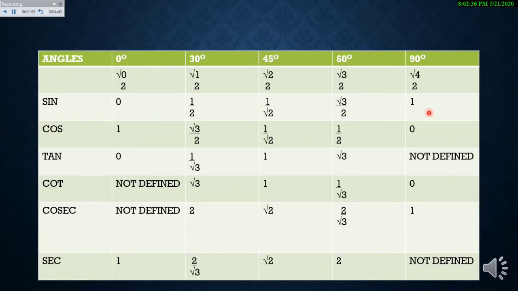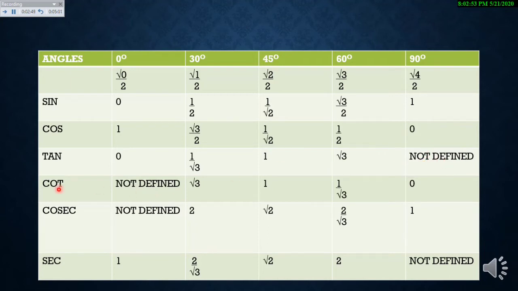Now sine 90. Sine 90 is 1 and cos 90 is 0. And tan 90 becomes not defined because the value 0 can't be in the denominator, as 0 can't divide any number. So the value becomes not defined.